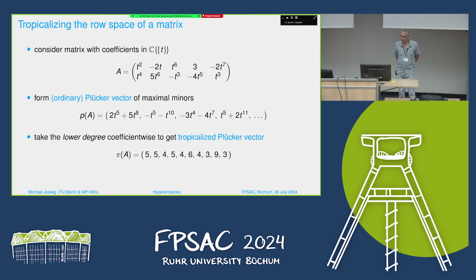Now, the tropicalization does the following. It throws away most of the information and only keeps the lowest degree. Right? So just to do one example, if I look at the first 2 columns of this matrix, then the determinant is 5 times t to the 8 plus 2 times t to the 5. And I'm interested in the lowest degree, which in this particular case is 5. And so this is how I get the first entry of this vector. And then for the 9 remaining maximal minors, I get the remaining coordinates. Of course, the particular vector depends on the choice in which I label my minors. All right. So this is a tropicalized Plücker vector.